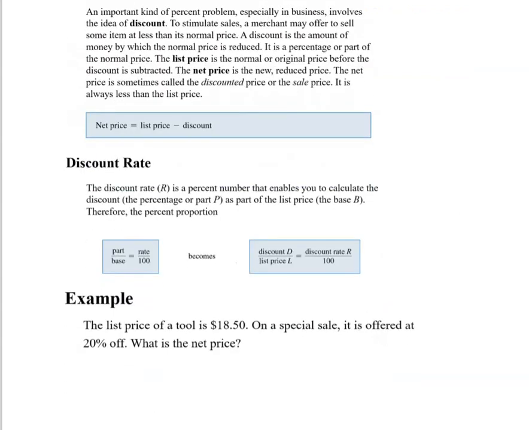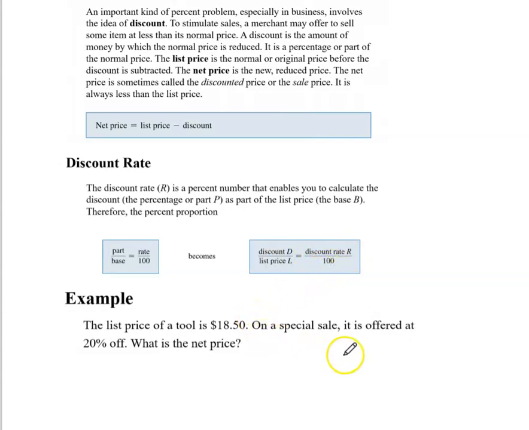So we've got a formula here that says that the net price is equal to the list price minus the discount. Well, a discount rate is a percent number that enables you to calculate the discount, the percentage or part P as a part of the list price base B. Therefore, the percent proportion is part over base is equal to rate over 100. So our discount over our list price ends up being our discount rate over 100.